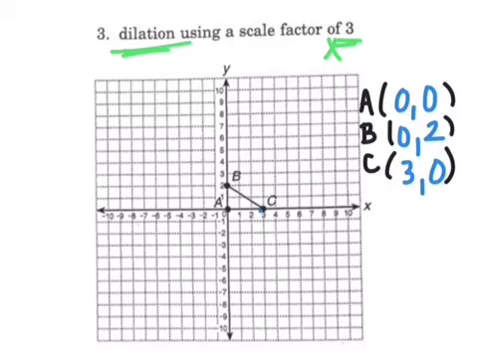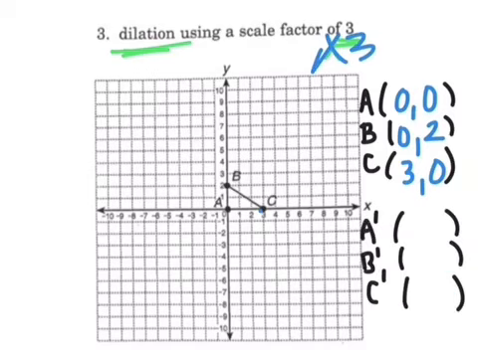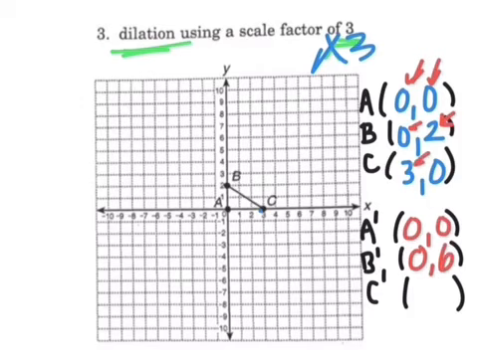Now, to do a scale factor of 3, we're going to make new ordered pairs by multiplying everything by 3. So starting with A, 0 times 3 is still 0, and 0 times 3 is still 0. Then go to B. 0 times 3 is 0. 2 times 3 is 6. Then ordered pair C. 3 times 3 is 9, and 0 times 3 is 0.